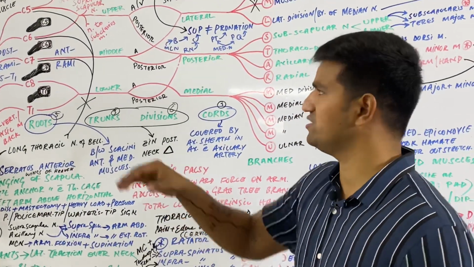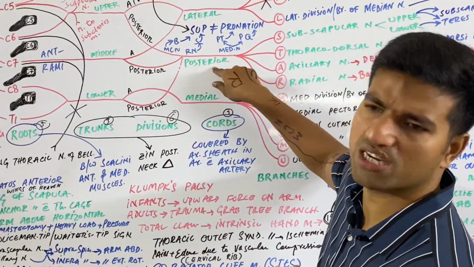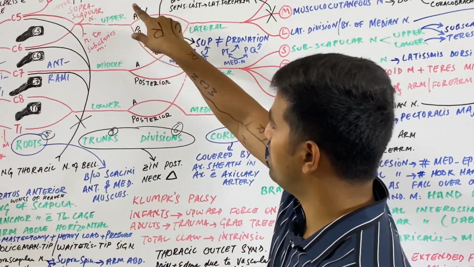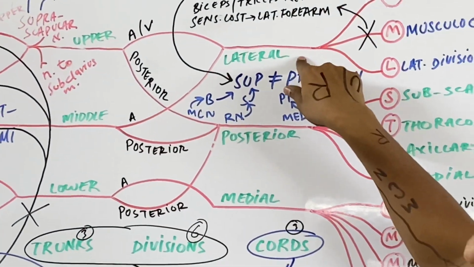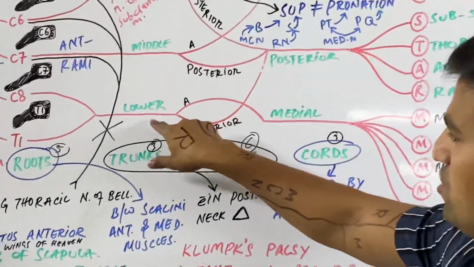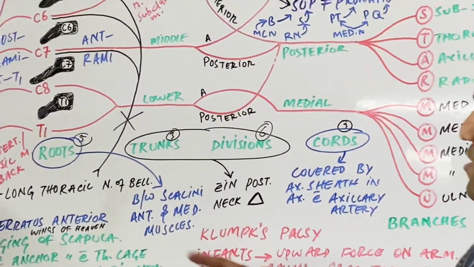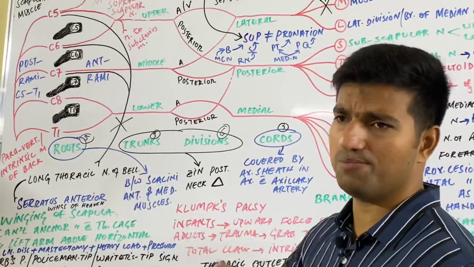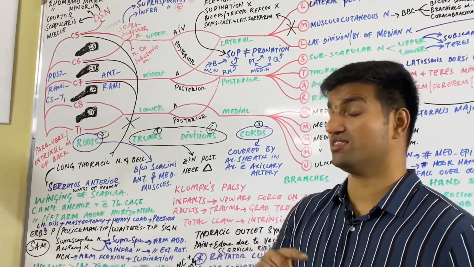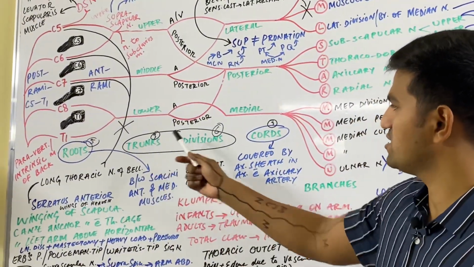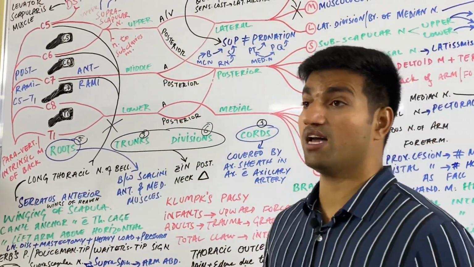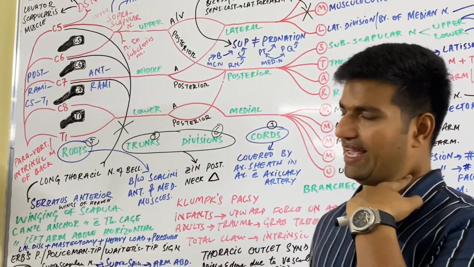All three posterior divisions will join together and make the posterior cord. And the anterior division of the upper trunk and the anterior division of the middle trunk will make the lateral cord, and the anterior division of the lower trunk will make the medial cord. The roots of the brachial plexus are present within the scalene medius muscle and scalene anterior muscle, and trunks and divisions are present within the posterior triangle of the neck.